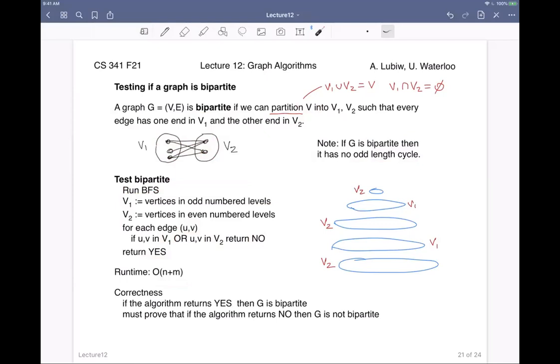And let's look at correctness. If the algorithm returns yes, it means I found a partition that shows that it's bipartite. So that part's good. And the other half is that I must prove that if the algorithm returns no here, that the graph is not bipartite. In other words, if this partitioning here doesn't work, the claim is that there's no partitioning that is going to work. And we prove that in a beautiful way by showing that if the algorithm returns no, then the graph has an odd cycle. And we know that if it has an odd cycle, it cannot be bipartite.